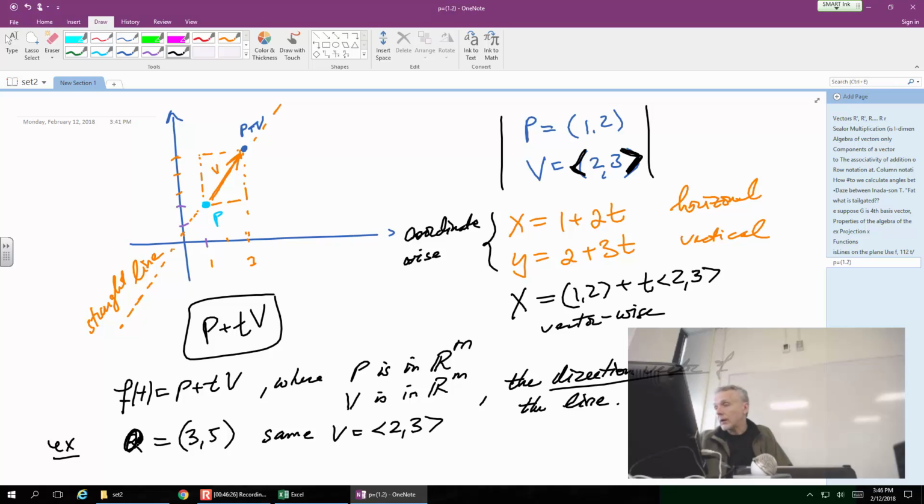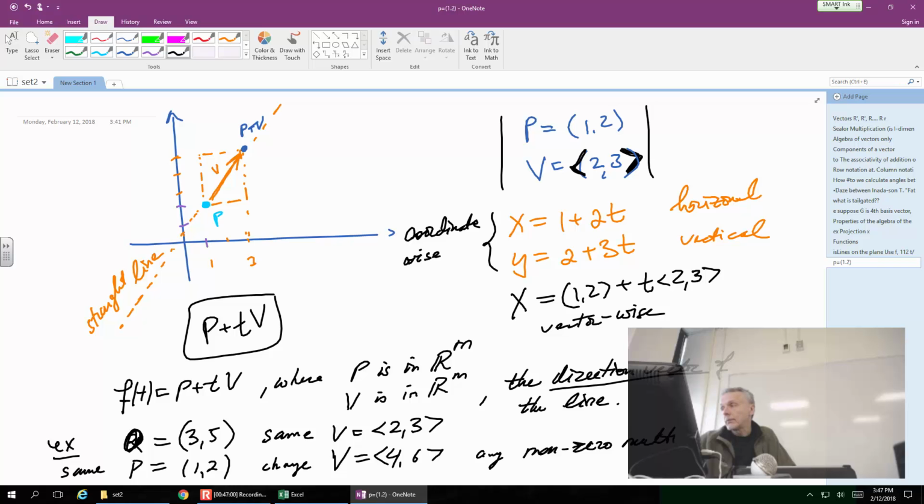Can we change the velocity? So I'll keep p as (1, 2). What can I do to the direction vector? I can multiply by any number, any except for 0. Except for 0, say how about (4, 6)? Or anything else. Any non-zero multiple of v. Yes. So you say it is a straight path.